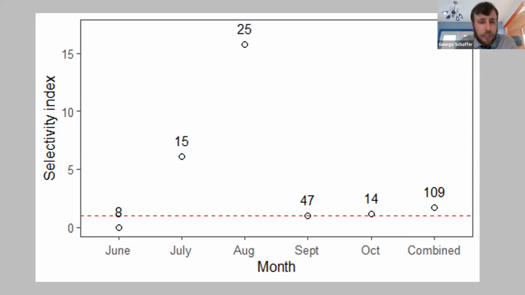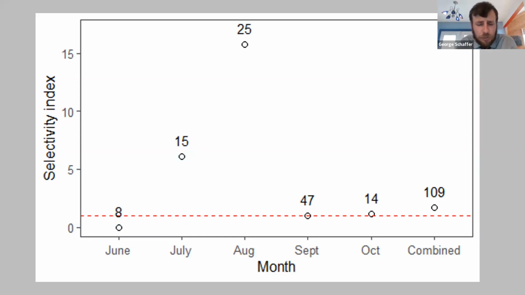The important thing with the habitat selectivity index is the value of 1, and that's marked in the figure by the red dashed line. Anything above 1, or above that red dashed line, indicates that the species was selecting for. Anything right at 1 means a neutral selection, and anything below 1 means they were selecting against. The numbers on top of each data point represent the total number of detections within that month.